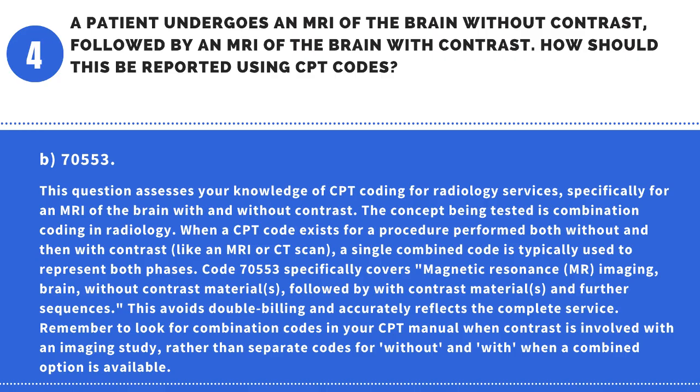When a CPT code exists for a procedure performed both without and then with contrast, like an MRI or CT scan, a single combined code is typically used to represent both phases. Code 70553 specifically covers magnetic resonance (MR) imaging, brain, without contrast material(s), followed by with contrast material(s) and further sequences. This avoids double billing and accurately reflects the complete service. Remember to look for combination codes in your CPT manual when contrast is involved with an imaging study rather than separate codes for without and with when a combined option is available.